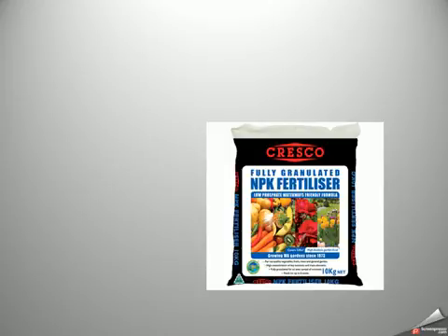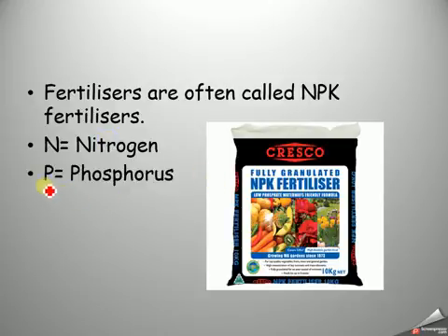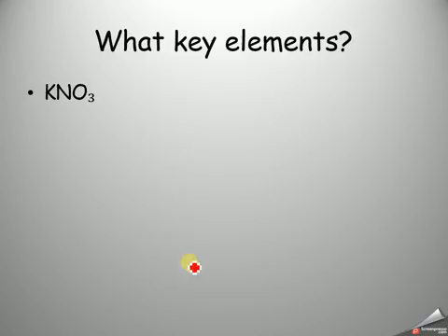So what you get is fertilizers called NPK fertilizers. The N stands for nitrogen, actually nitrates. The P stands for phosphorus, and the K is potassium. That's why they're called NPK fertilizers. So key elements in that. This is potassium nitrate, and so this is the potassium, and this is the nitrate right there.